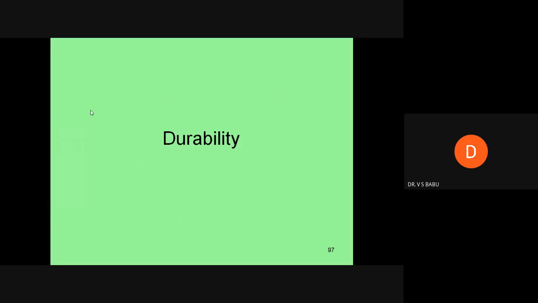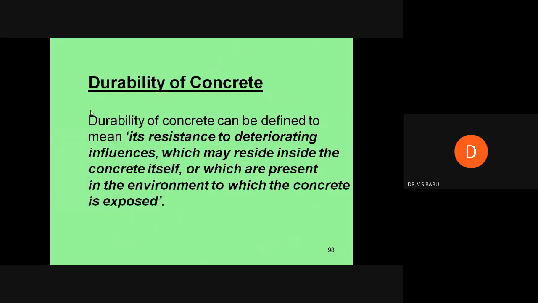Your building infrastructure, maybe that is a bridge, maybe a silo, maybe a chimney, a high-rise building, whatever it may be. What is meant by durability? First of all, I would like to give the durability definition. The durability of concrete can be defined as its resistance to deteriorating influences, which may reside inside the concrete itself or externally. Suppose the damaging components may be present in the concrete itself, or the damaging agents may be present in the external atmosphere.